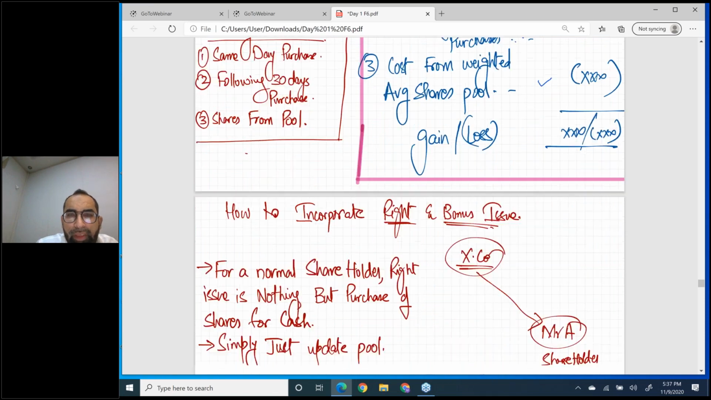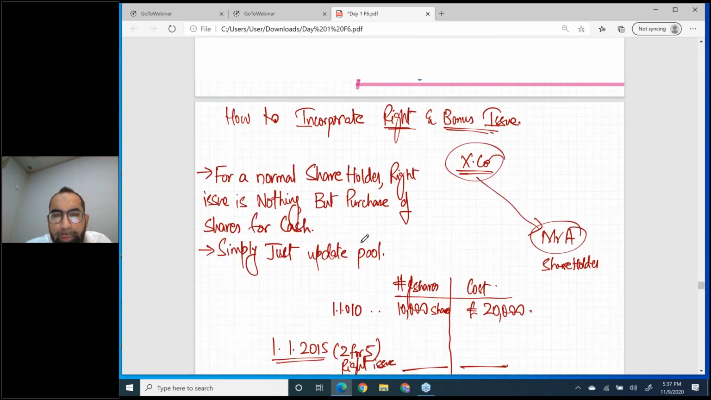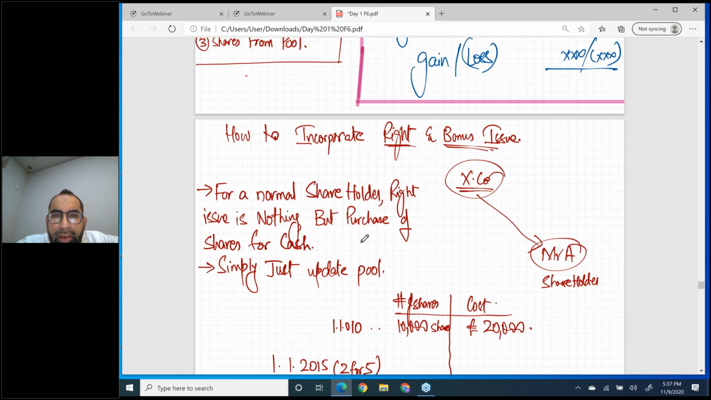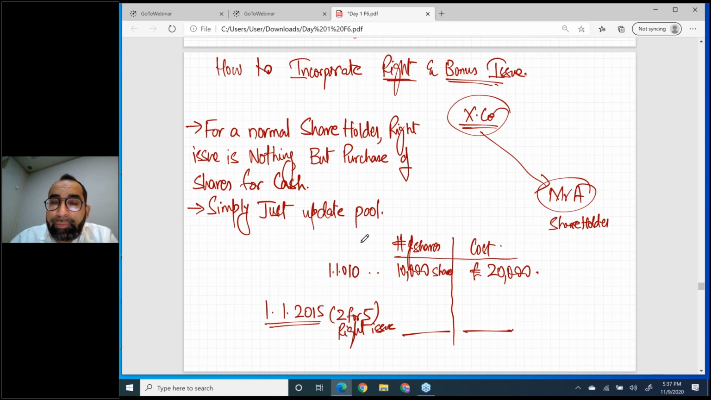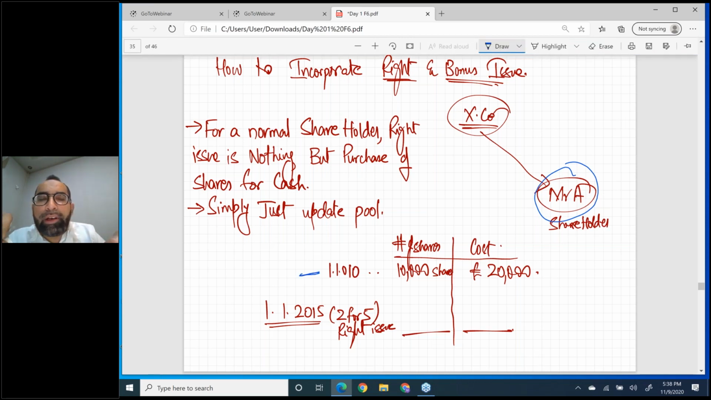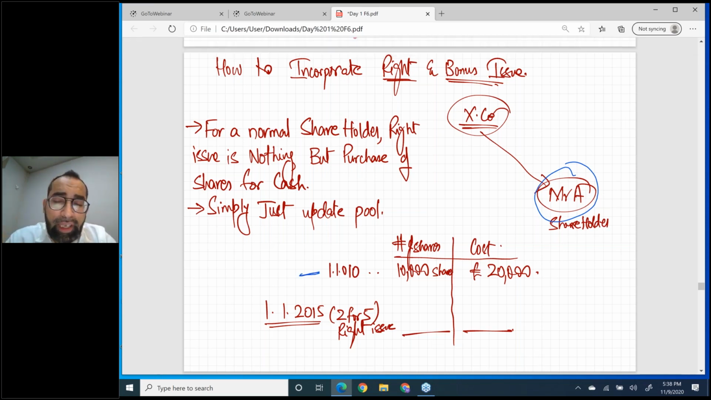Now there is one little topic which we call rights issue and bonus issue. For example, Mr. A is the shareholder of X company. On 1/1/2010, Mr. A bought 10,000 shares for 20,000 pounds. Once you buy shares in any company, you become a shareholder.